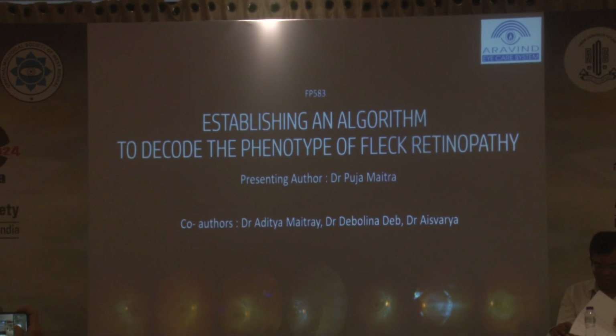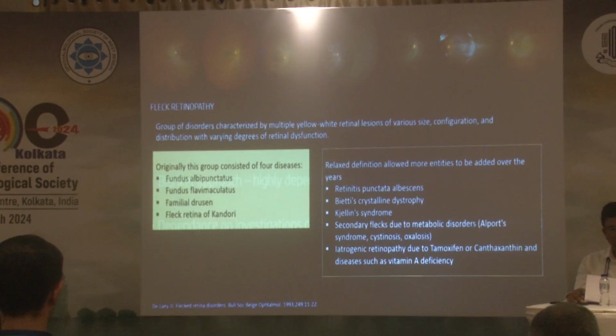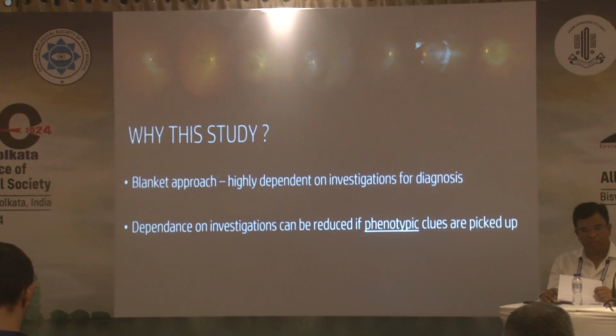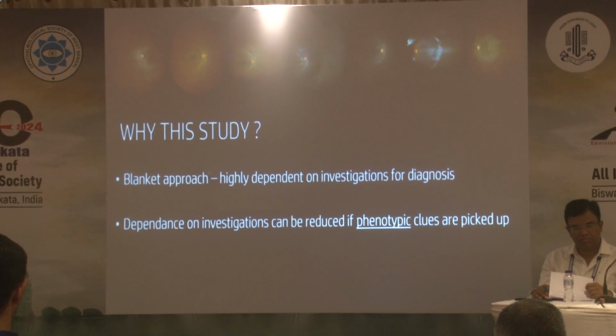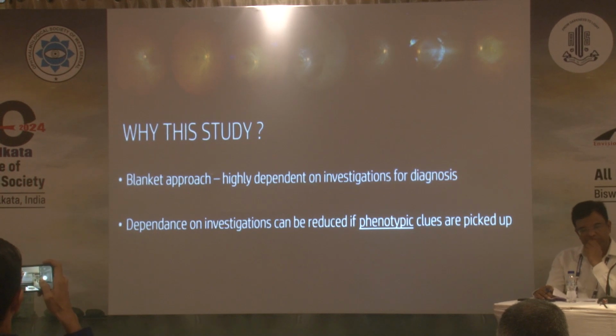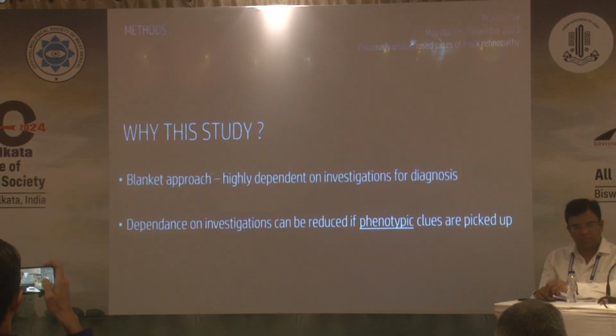Good morning, everyone. Coming to the topic of establishing an algorithm to decode the phenotype of fleck retinopathy. So what is fleck retinopathy? It's a group of disorders characterized by multiple yellow-white retinal lesions of various sizes, configuration, and distribution with various amounts of retinal dysfunction. So the aim of the study was to decrease the dependence on investigations for diagnosis of such cases, which can be done if phenotypic clues are picked up.